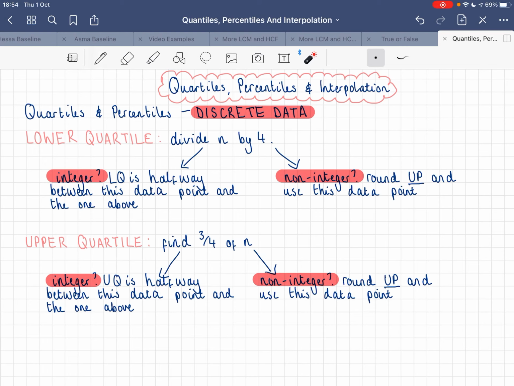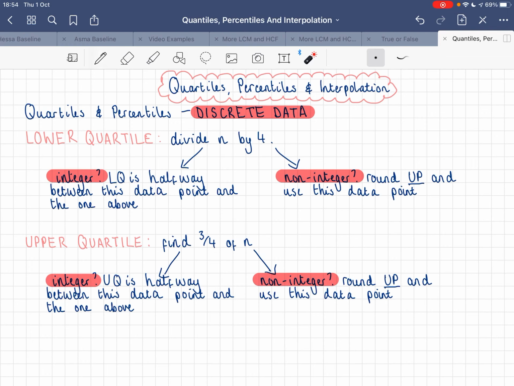Okay, so quartiles and percentages. Hopefully we all know what we're talking about with quartiles. It's a measure of location. Obviously we use the median to find the middle point, and then we use quartiles to find the lower quarter and the upper quarter, and then percentiles, obviously we can find different percentage points across a set of data.